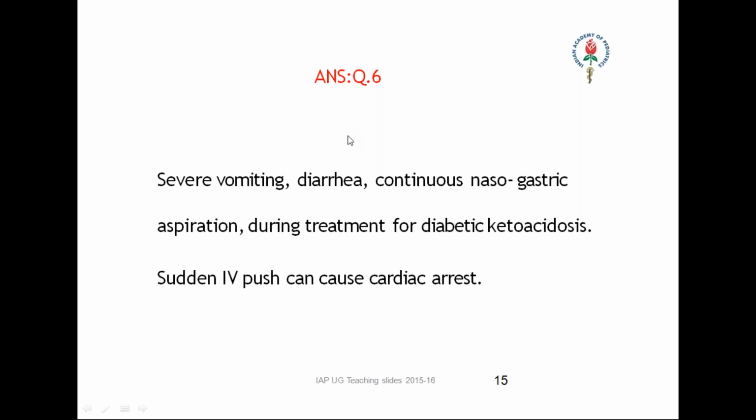Usually potassium chloride contains 2 milliequivalents per ml. It comes in a vial of 10 ml, so 10 ml contains 20 milliequivalents. One can add it to 1 liter of NS or any other fluid, to a maximum of 40 milliequivalents per liter. So the maximum dose is 40 milliequivalents per liter. These are the indications where we give IV potassium, including during treatment for diabetic ketoacidosis. We have to give it very slowly because a sudden IV push can cause cardiac arrest.